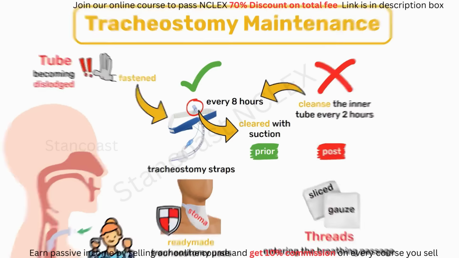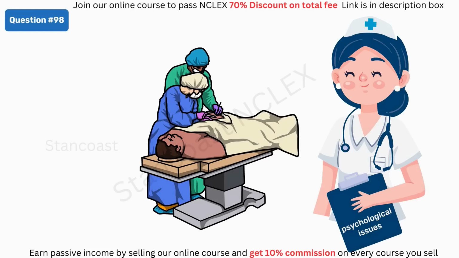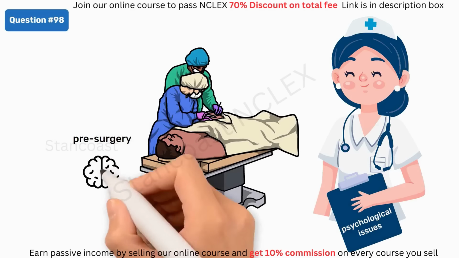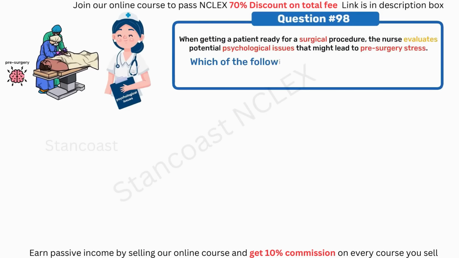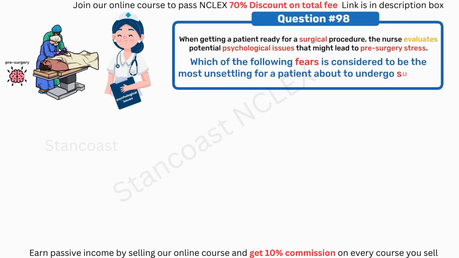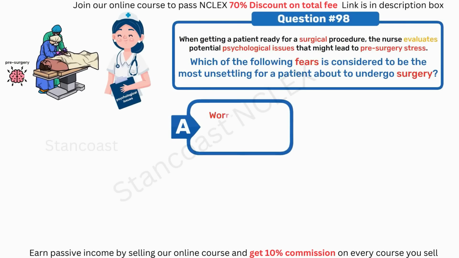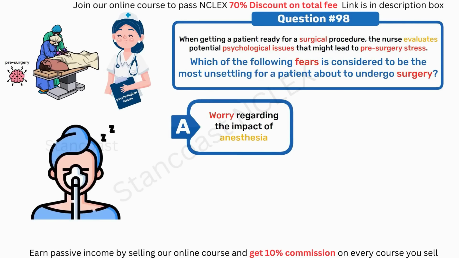When getting a patient ready for a surgical procedure, the nurse evaluates potential psychological issues that might lead to pre-surgery stress. Which of the following fears is considered to be the most unsettling for a patient about to undergo surgery? A. Worry regarding the impact of anesthesia. B. Dread of experiencing pain. C. Apprehension about the unfamiliar. D. Concern over alterations in physical appearance.